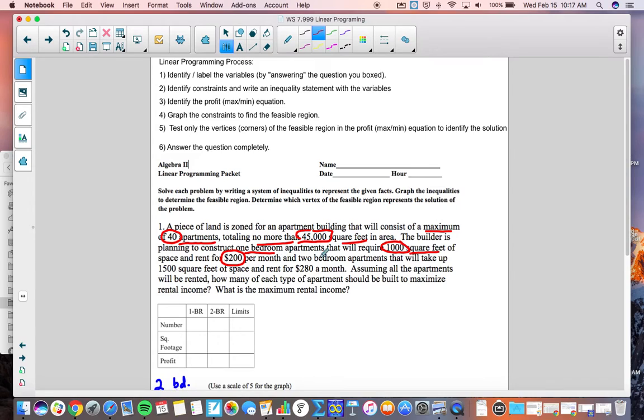per month. And 2-bedroom apartments that will take up 1,500 square feet of space and rent for $280 a month. Assuming all the apartments will be rented, how many of each type of apartment should be built to maximize rental income? What is the maximum rental income? So there is our question.